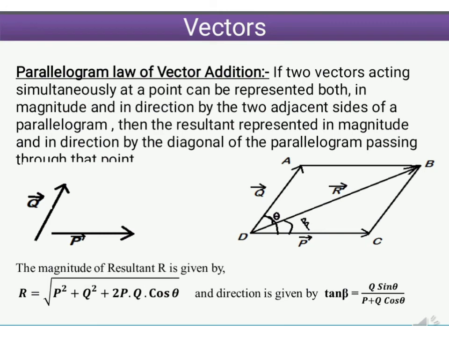The formula for finding the magnitude R is given by the square root of P square plus Q square plus 2PQ cos theta, and the direction is given by tan beta equals Q sin theta divided by P plus Q cos theta. That beta is the angle between the direction of the diagonal and the vector P. I hope you understood.